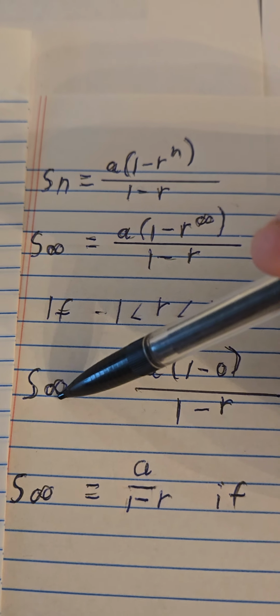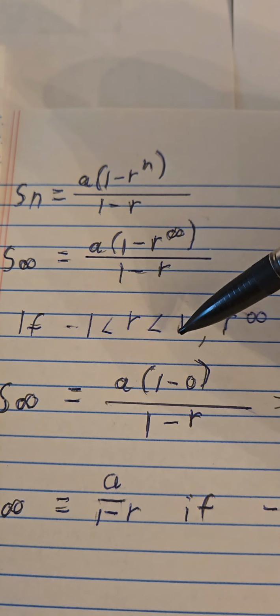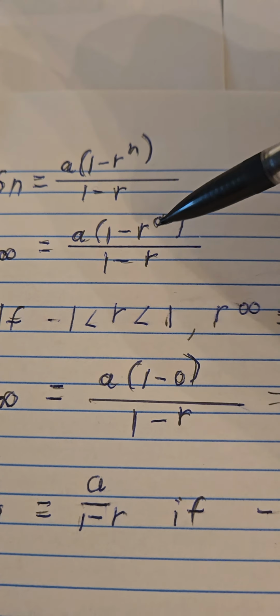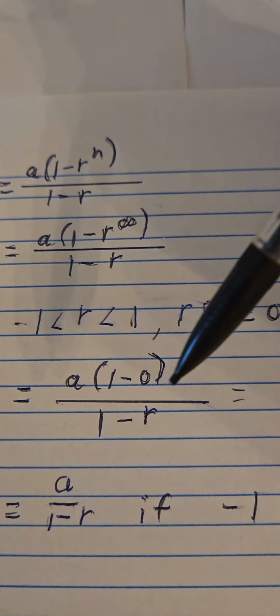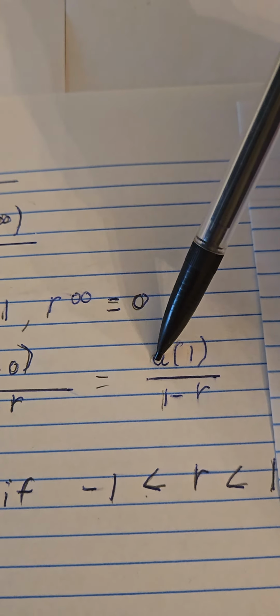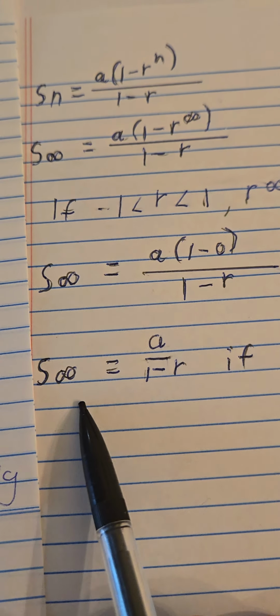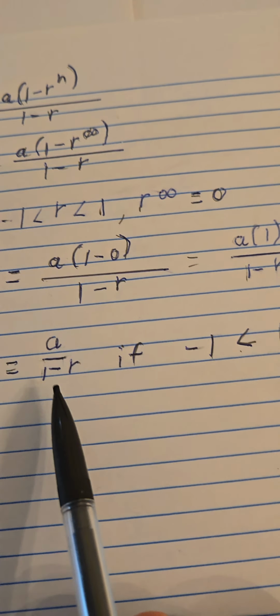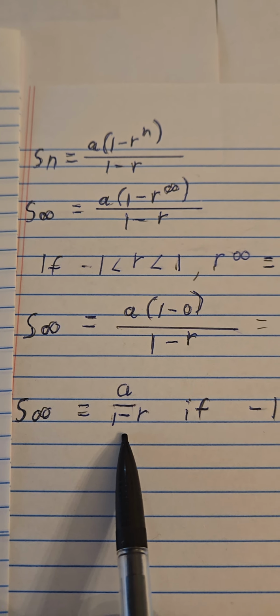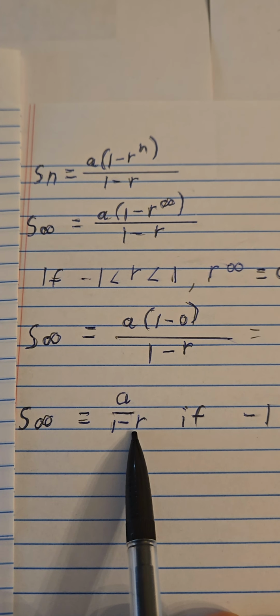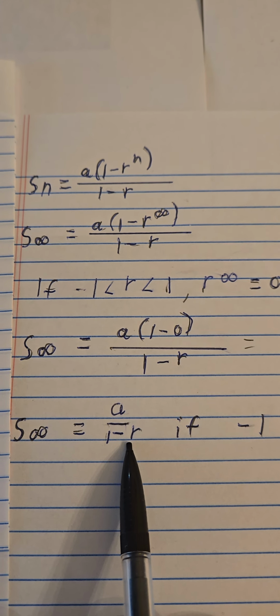So S infinity, when r meets this criteria, instead of saying 1 minus r to the infinity, I say 1 minus 0. And a quick way of saying 1 minus 0 is simply 1. And a times 1 is simply a. So the sum to infinity is a over 1 minus r, provided minus 1 is less than r, which is less than 1. So this formula is true if, let's say, r equals a third. But this formula is not true if r equals 7.